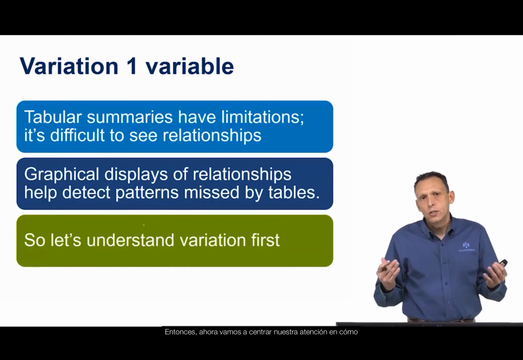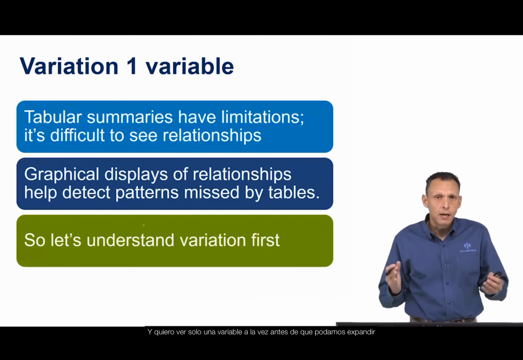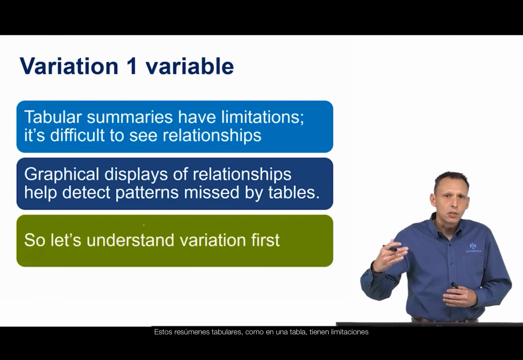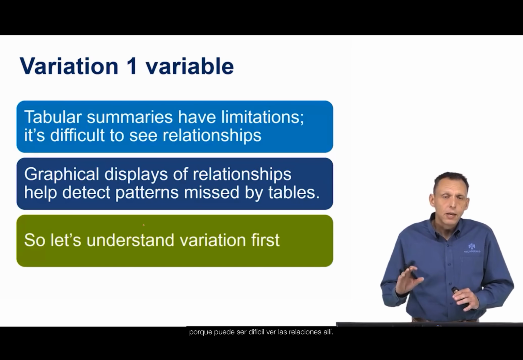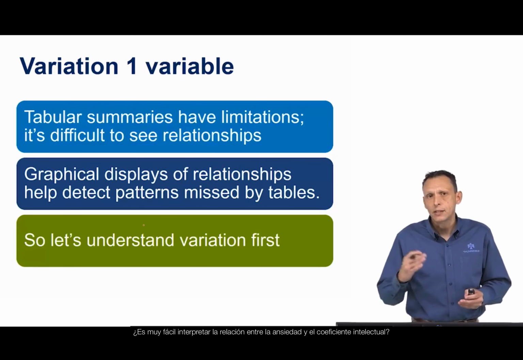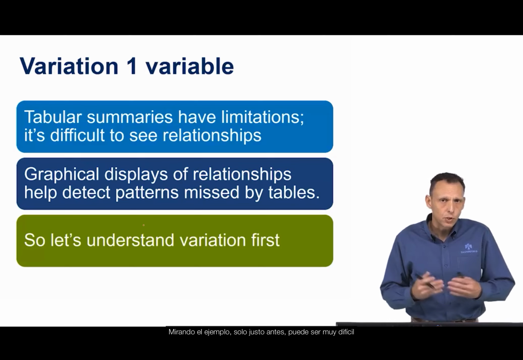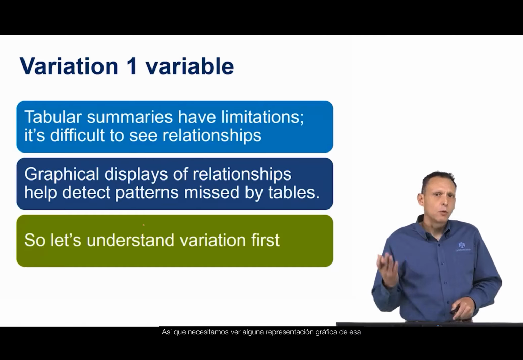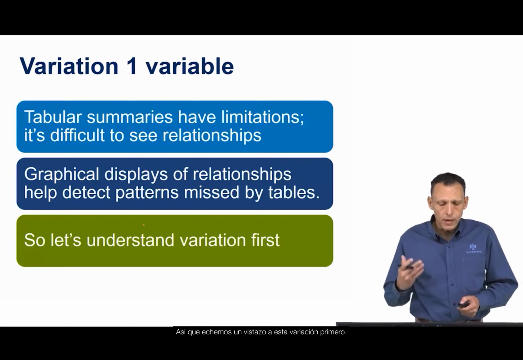Now we're going to turn our attention to how we can look at variation in the data. And I want to look at just one variable at a time before we can expand this to more complex situations. These tabular summaries, like in a table, have limitations because it can be difficult to see the relationships. Look at the example I just shared with you. Is it very easy to interpret the relationship between anxiety and IQ score looking at the example just prior? It can be very difficult for us to pick up those patterns. So we need to look at some graphical display of that information to help us better interpret that. So let's look at this variation first.